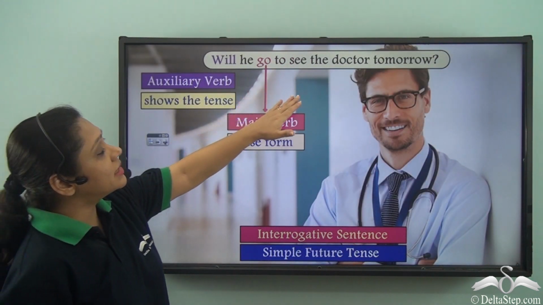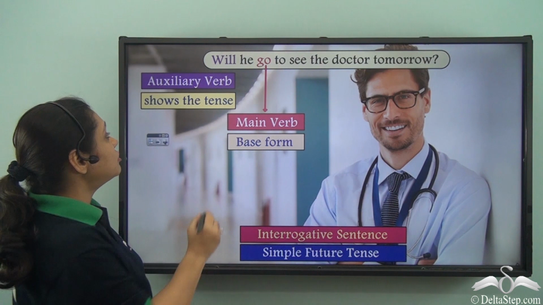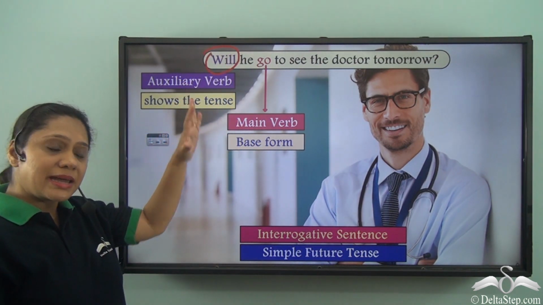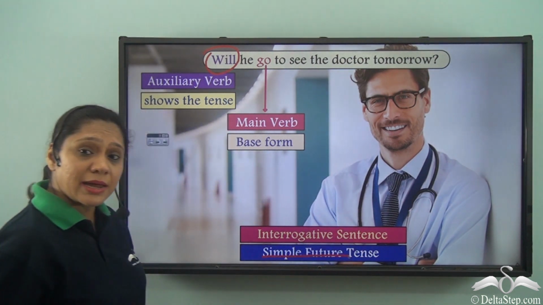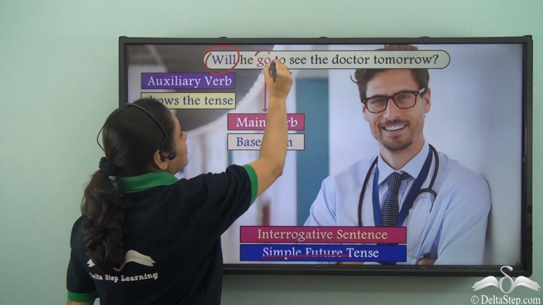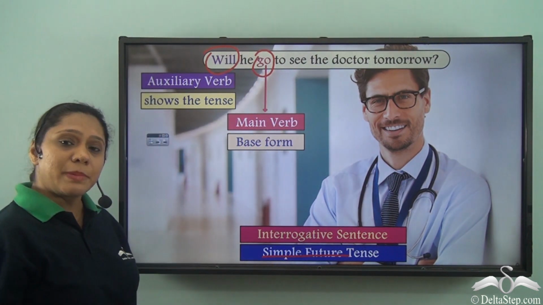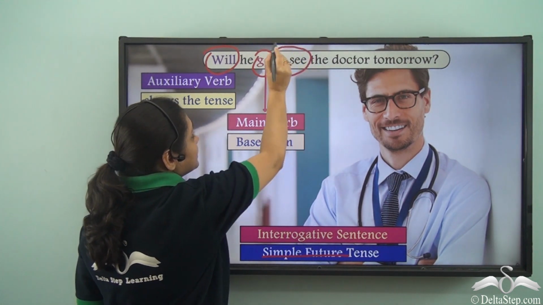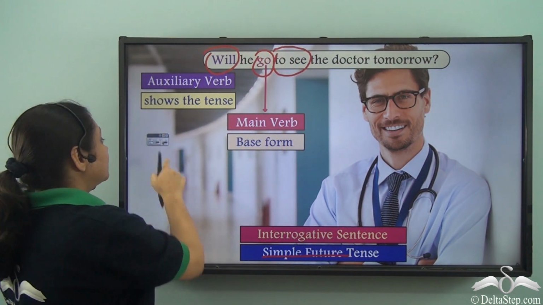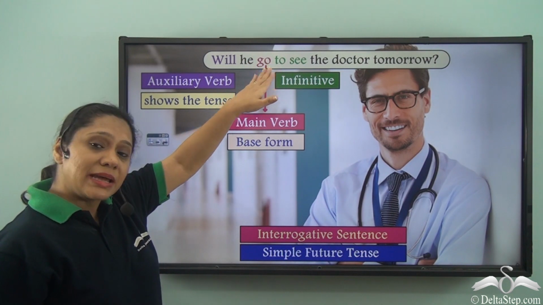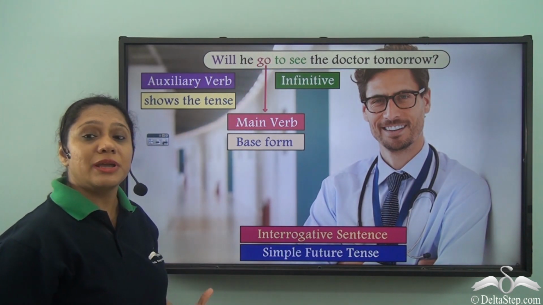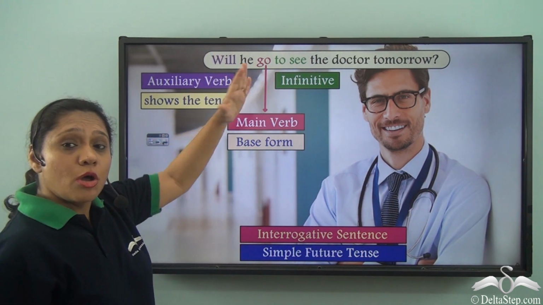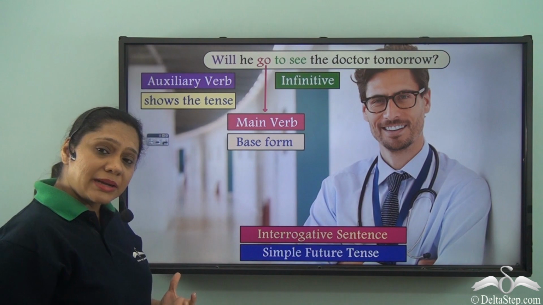Will he go to see the doctor tomorrow? So out here, will is the auxiliary verb which tells us that this sentence is in the simple future tense and go is the main verb which stays in the base form. Now you might say that we have another verb in this sentence, to see. But remember, to see is an infinitive and it does not portray the tense. So what are the verbs here? Will and go. And will is portraying the tense to us.